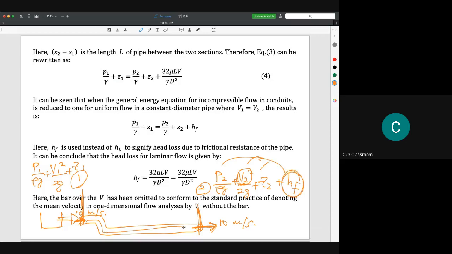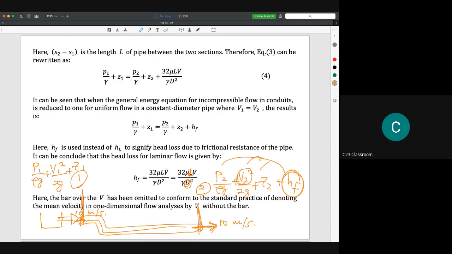That's why, if you see the equation here, it has the value of L and D, because it reflects that the bigger the surface in contact with the fluid, the higher the friction. Okay, so that is the usage.